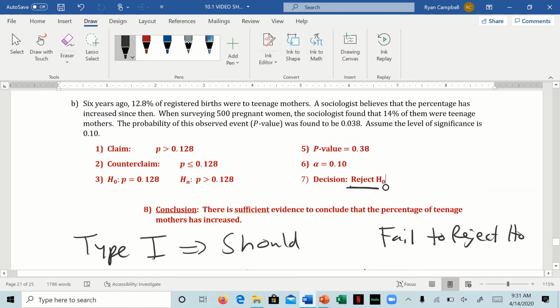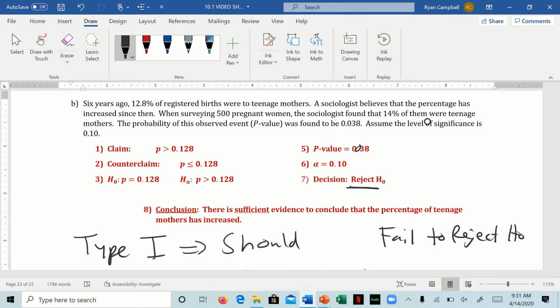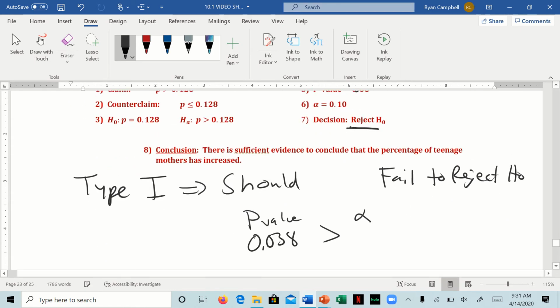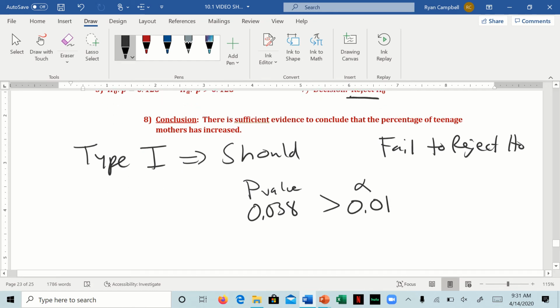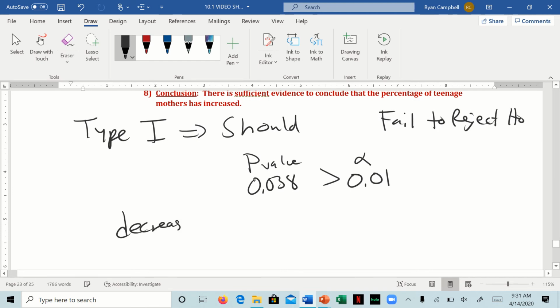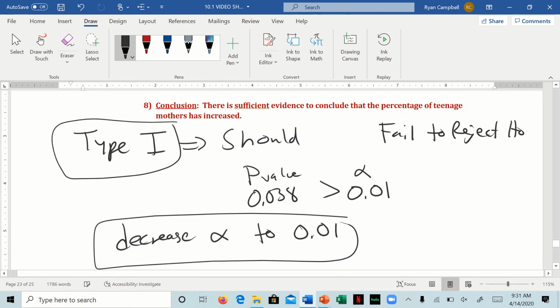The p-value in this case was 0.038, and the significance level was 0.10. So what could we change our significance level to so that way this would be bigger? Well, not 0.05, but we could change it to 0.01, right? So how can we fix it? We could decrease alpha to 0.01, right? That could fix it. And again, we don't necessarily know that we made an error, but if we did, this is how we could fix it.